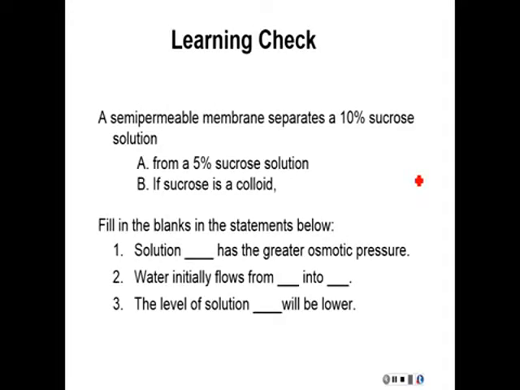All right, let's check out a question then about this stuff. A semi-permeable membrane separates a 10% sugar solution from a 5% sugar solution if sucrose is a colloid. All right, so fill in the blanks. 1, solution A, or is it solution B, has a greater osmotic pressure? 2, water flows initially from which one? And 3, the level of solution of which one will be lower?